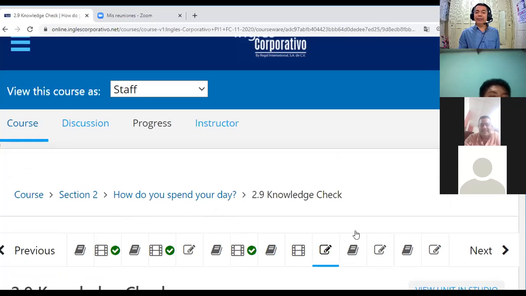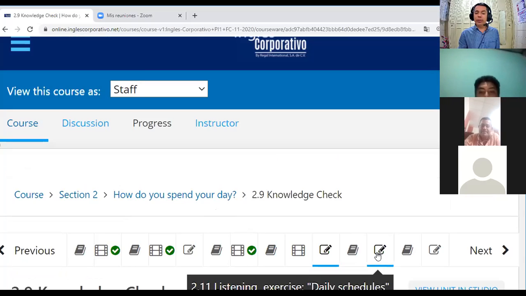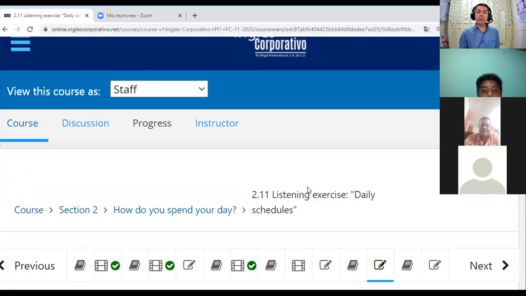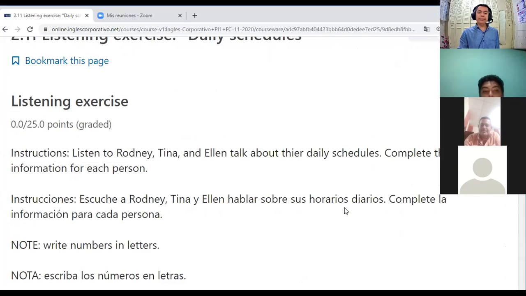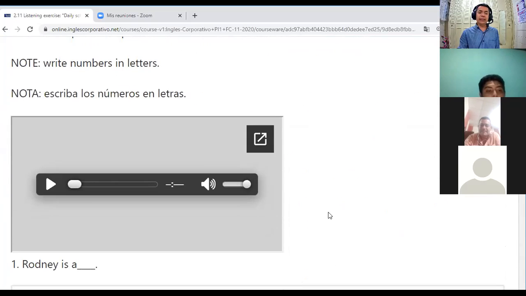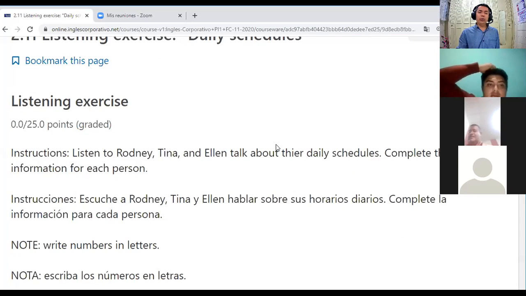To finish the class, we have a listening activity. Les voy a robar otra vez unos dos minutitos porque quiero que escuchemos juntos el listening, please. Listening exercise. Look, it says, listen to Rodney, Tina, and Helen. Three people, right? Rodney, Tina, and Helen talk about their daily schedules. Horarios diarios, right? Complete the information about them, right?